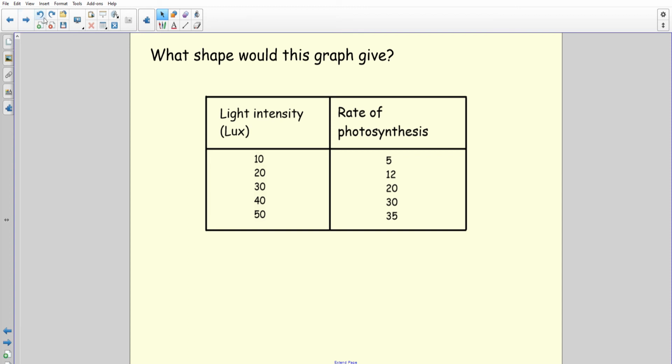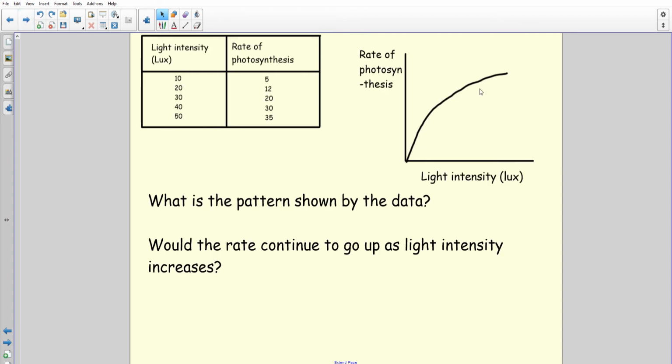And if you think about what shape this would give on a graph, it would look something a little bit like this. So I want you to pause the video again in a second and answer these two questions. I want you to just discuss them with each other. What pattern is shown by the graph and the data? You don't write anything down for this yet.